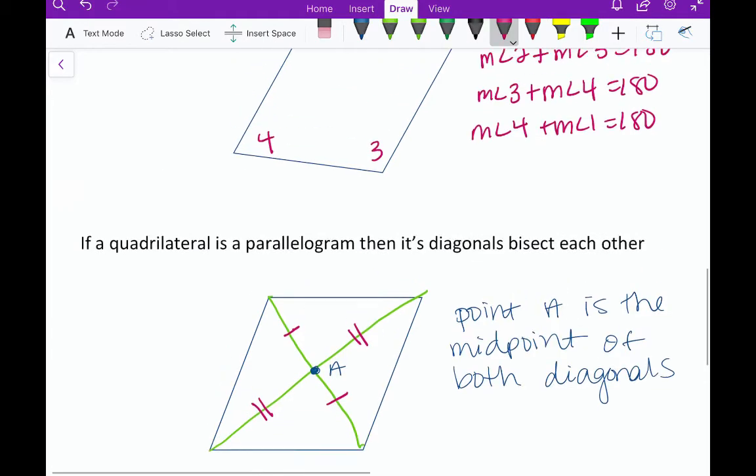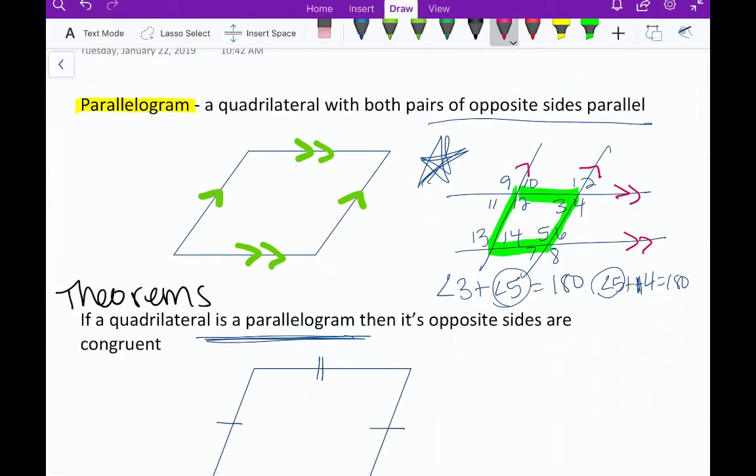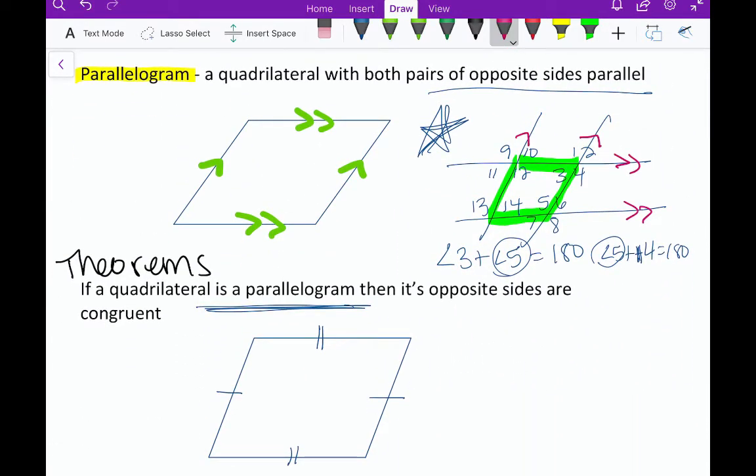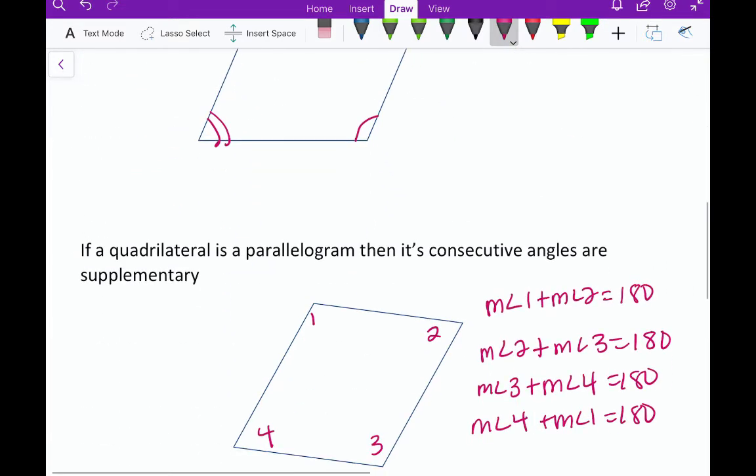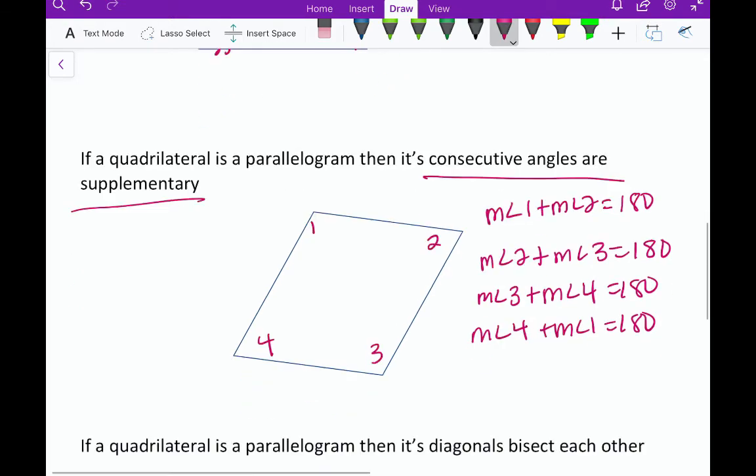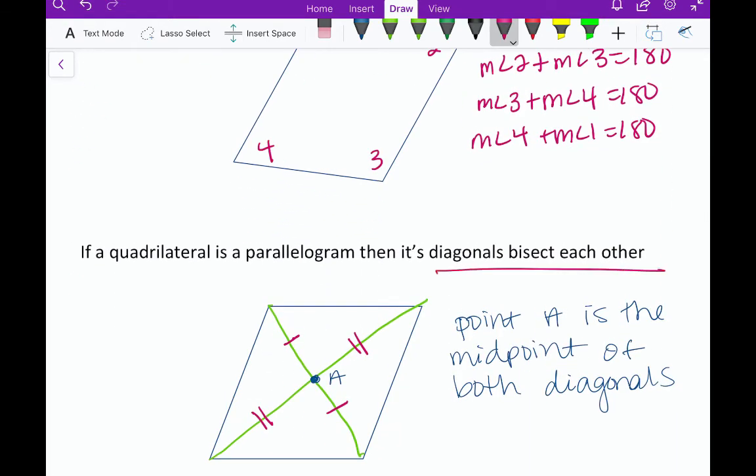So those are the 4 properties of a parallelogram that you need to know. And if you know those properties, then you can solve problems in parallelograms. So it's very important that you understand these. I would, at the end of your notes in this video, make a list of the properties. And the properties are basically what comes after the then in each theorem. Opposite sides are congruent. Opposite angles are congruent. Consecutive angles are supplementary, and diagonals bisect each other. Those are the 4 properties of parallelograms that you need to know.